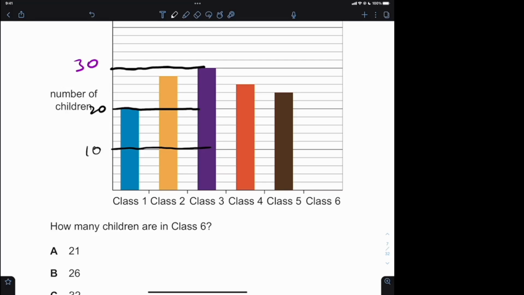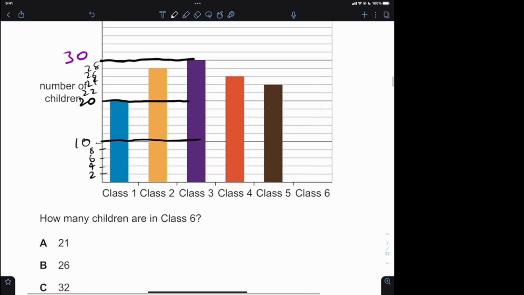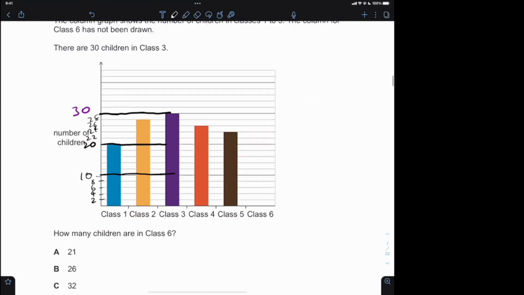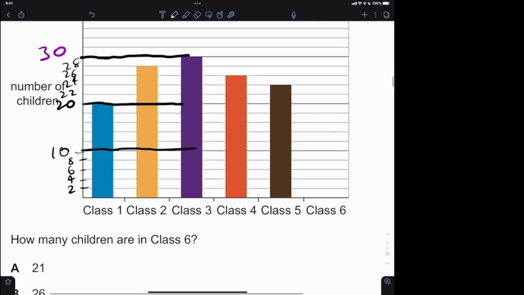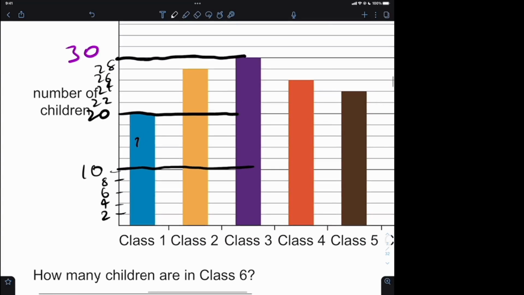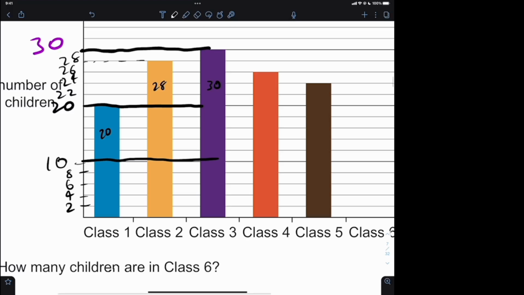And so we can see that in between, there's 5 notches between each line, so that could be a perfect way to go up by 2s. So this will be 20, 22, 24, 26, and 28. Now our job is to just work out how many students we have. We know that the total is 160. We can then accordingly work out what class 6 would be. So, class 1, 20 students. Class 2, 28 students. Class 3, we were told, is 30. Class 4 has 26, just lining it up with those lines.